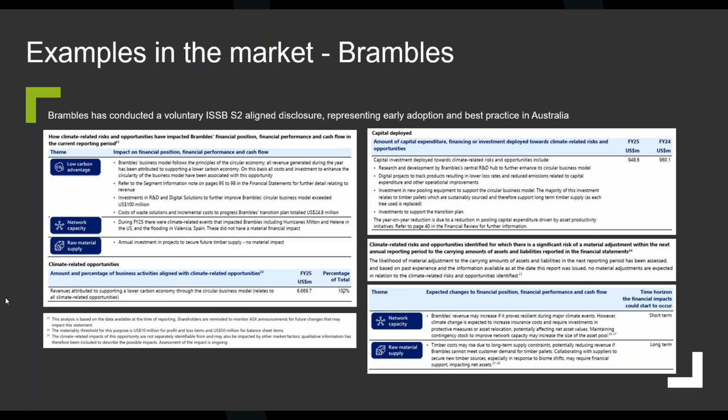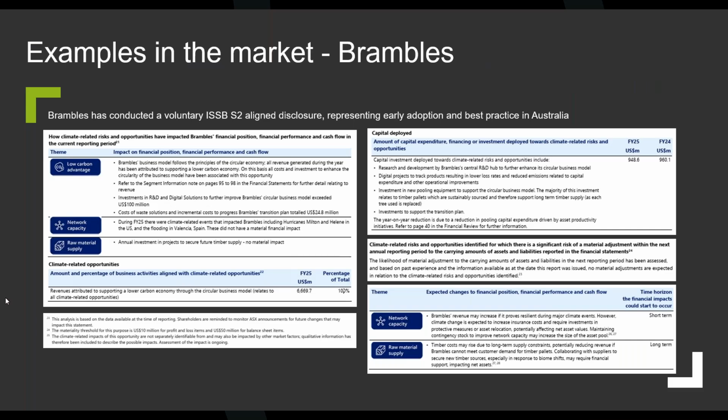They've got an opportunity leading their first disclosure showing R&D investments to improve the business model by 100 million Australian dollars, waste solutions totaling 25 million. There's a qualitative description around hurricanes in certain geographies they operate in, and it transpired that these didn't have a material financial impact. What's interesting is the line below where they talk about revenues attributed to a lower carbon economy through a circular business model, which they estimate is worth nearly 6.7 billion Australian dollars.